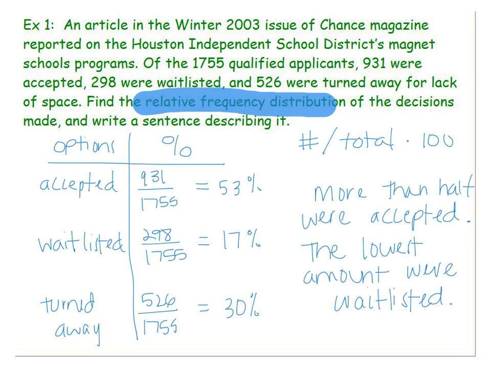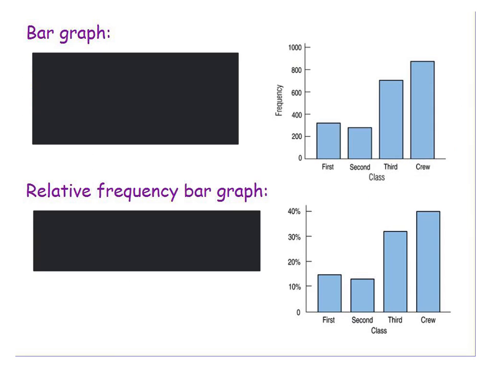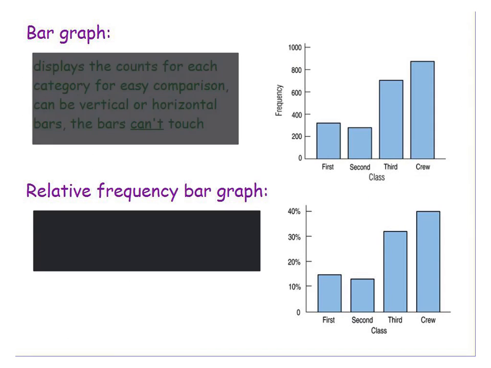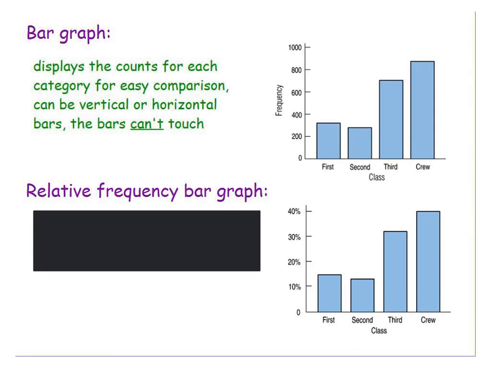Now, how are these helpful for us? These help us build bar graphs. Let's talk about some very important features of a bar graph. So bar graphs display the counts for each category for easy comparison.